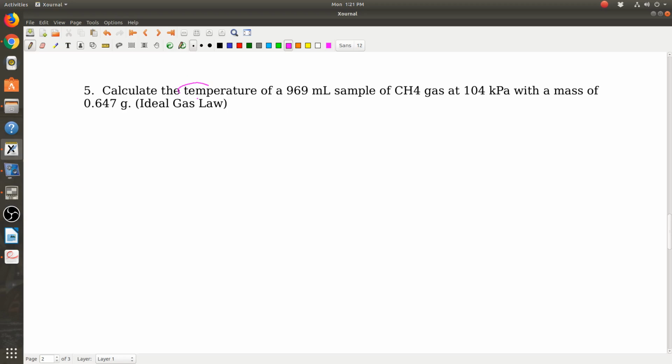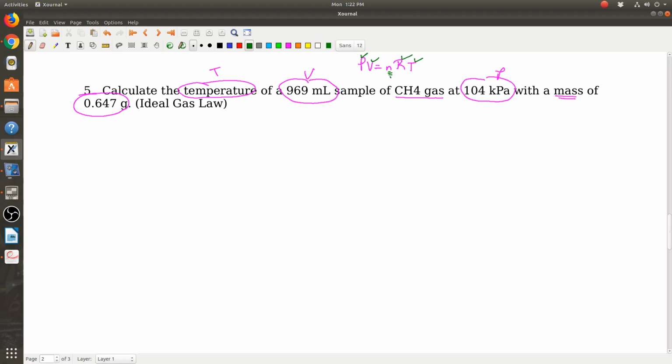Calculate the temperature of a 969 milliliter, that's a volume, sample of methane gas at 104 kilopascals. It's a pressure. It has a mass of 0.647 grams, so it's not a whole lot. It's a tiny little bit. So what can I use? Well, this one says use the ideal gas law. How did I know that? Well, I know that because it's asking for temperature. It has 1 pressure, 1 volume, 1 temperature. And if I look at the PV equals nRT, what do I have? I have a pressure, a volume, a temperature. I don't have the R, but I always get the R.